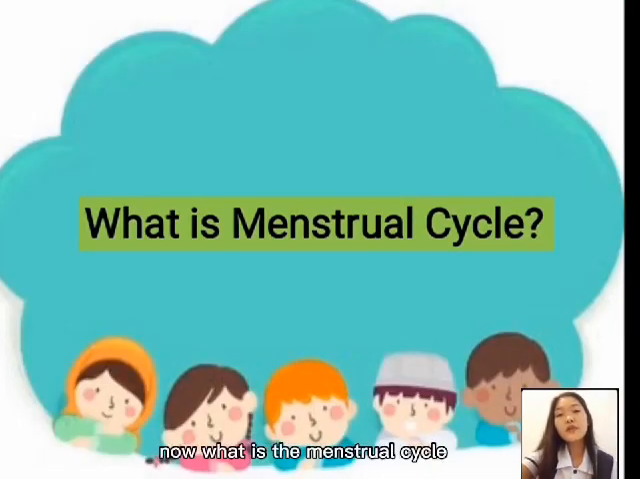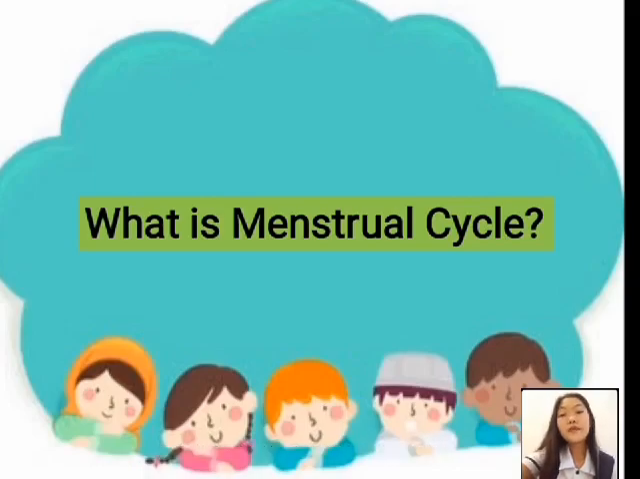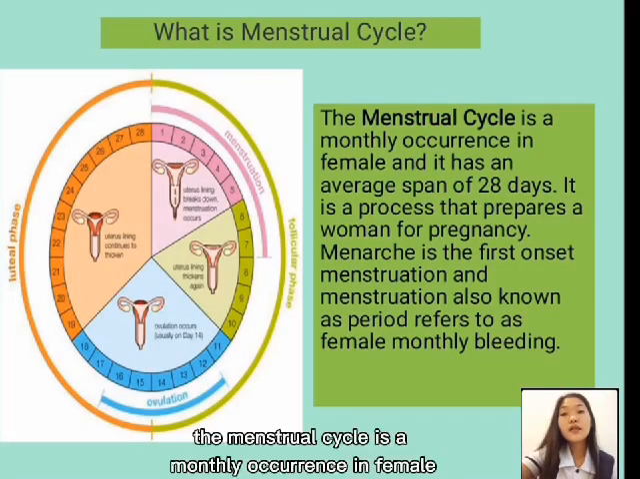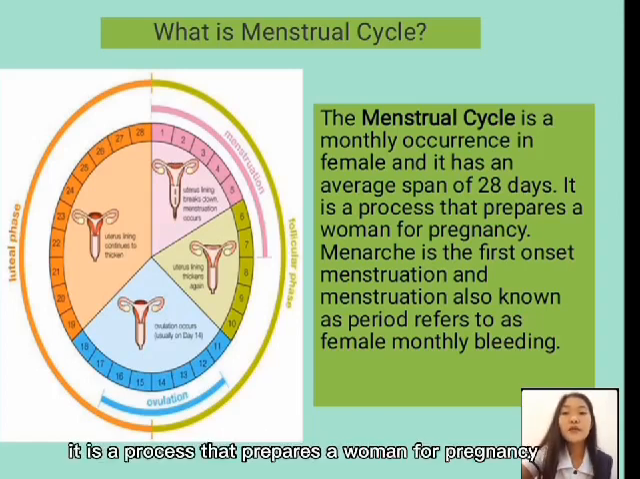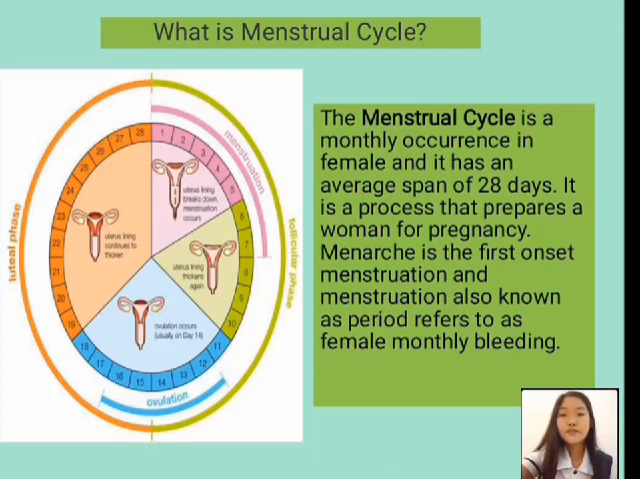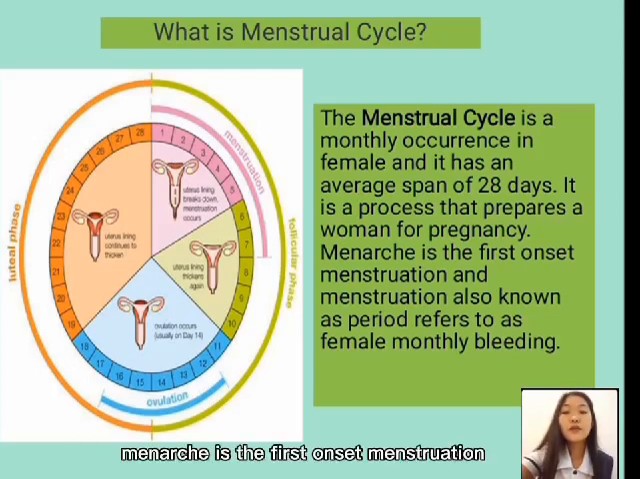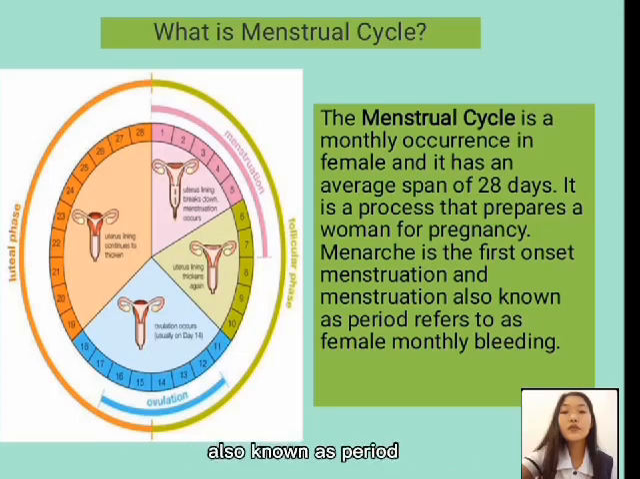Now, what is the menstrual cycle? The menstrual cycle is a monthly occurrence in females and it has an average span of 28 days. It is a process that prepares a woman for pregnancy. Menarche is the first onset of menstruation, and menstruation, also known as period, refers to female monthly bleeding.